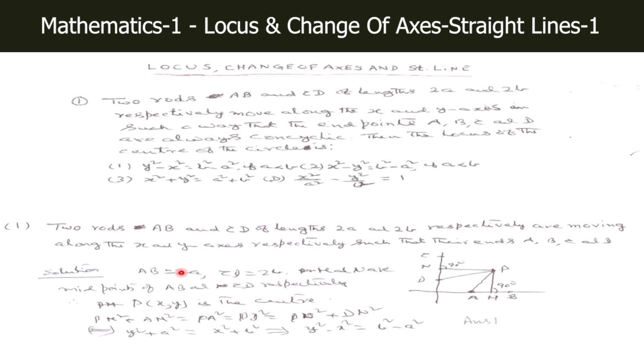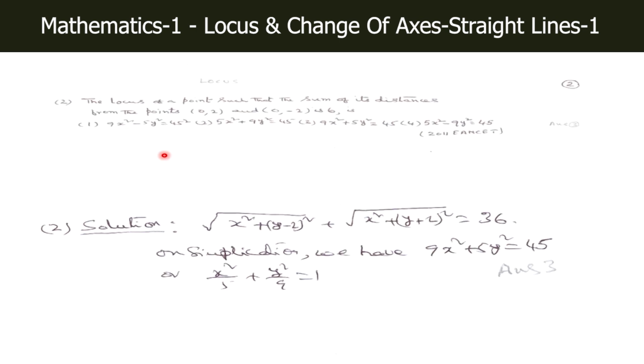Now AB is equal to 2a, CD is equal to 2b, M and N are the midpoints of AB and CD respectively. P(x, y) is the center of the circle. Now PM square plus AM square is equal to AP square, which is PD square, which is equal to PN square plus DN square. That is, y square plus a square is equal to x square plus b square, or that is, y square minus x square is equal to b square minus a square. The answer is 1.